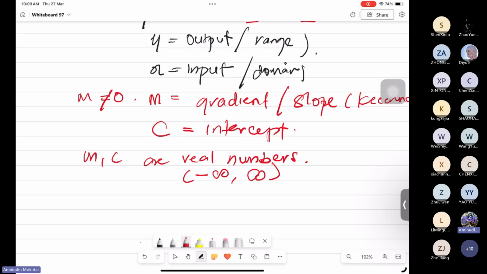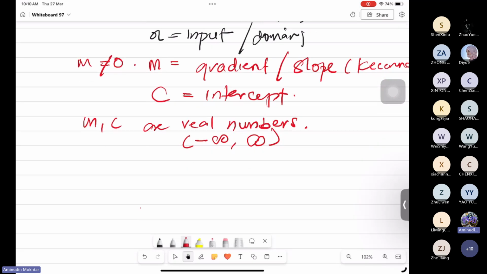Okay, so in other words, in a linear equation, the value of M and C can be negative, can be positive, can be rational, can be irrational, can be a negative integer, a positive integer, or 0. But M must not equal 0. C can be 0, but the value of M must not equal 0. If M equals 0, it means the value is not valid. The value of M is not valid. So be careful.